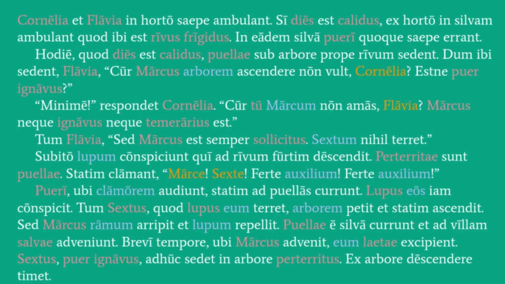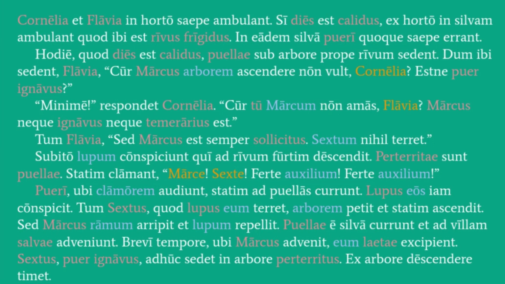Marcus ramum arripit et lupum repellit. So Marcus arripit ramum, he grabs a branch, right? Ramum is my direct object. Et lupum repellit, so he drives off, repellit, the lupum, the wolf. Again, it's a direct object, so the thing being driven off is the idea. So Marcus drives off the wolf.